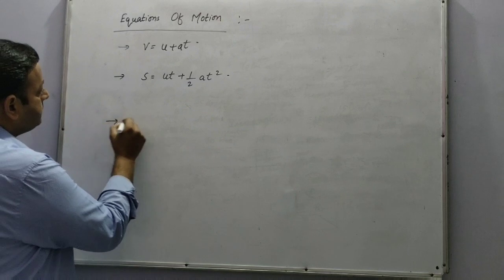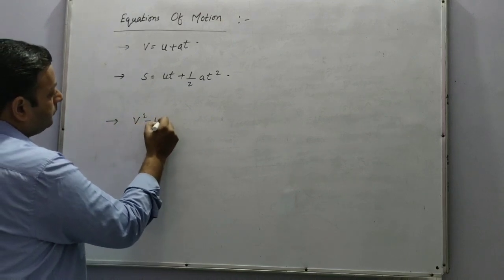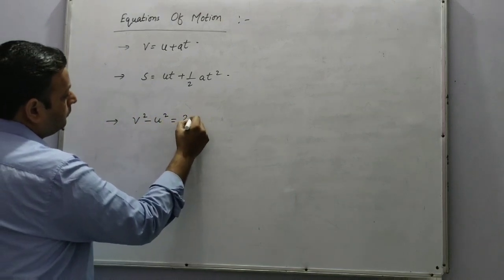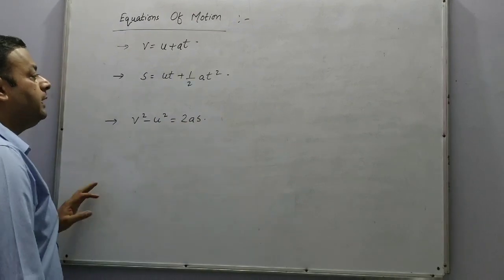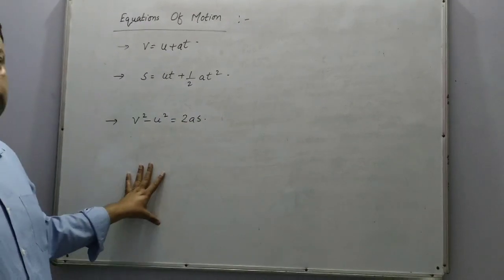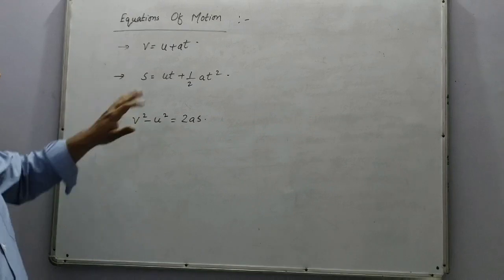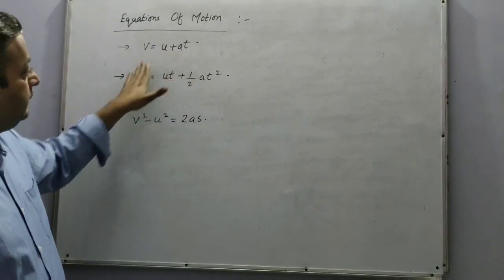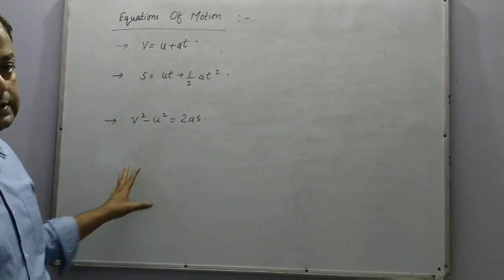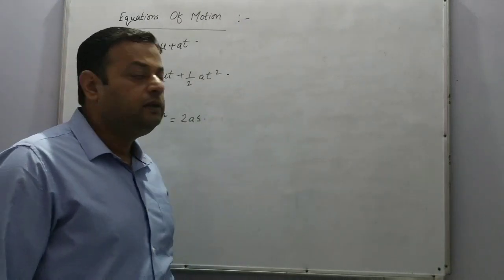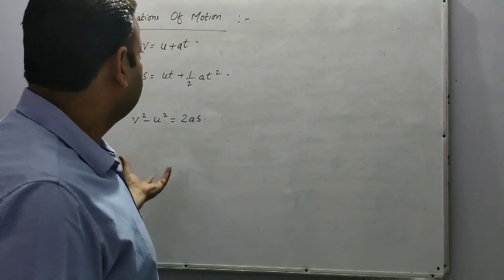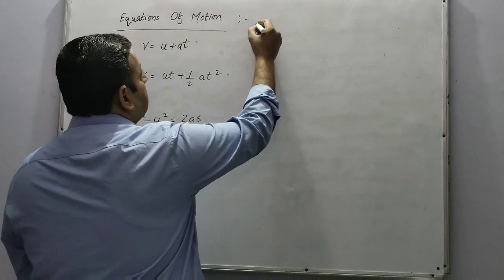And the third equation is V square minus U square is equal to 2AS. Now what is this V, U, A, T, S? These are called the variables used in the equation. Now what are these variables?